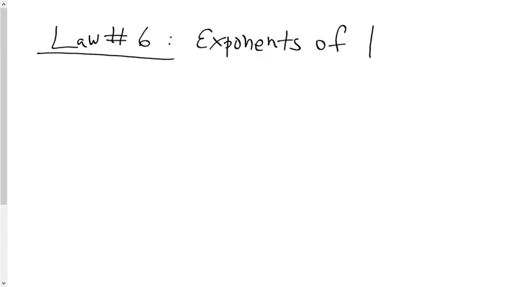Law number 6 is your final law in chapter 3.2, and it is exponents of 0. I'm going to call it exponents of 1. No, we're not. I'm going to call it exponents of 0. Exponents of 0.